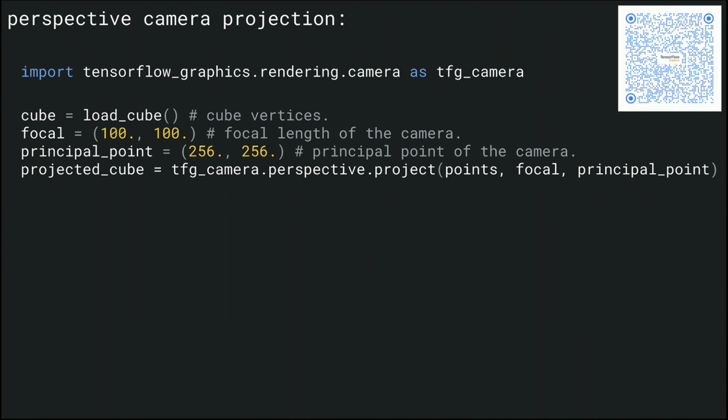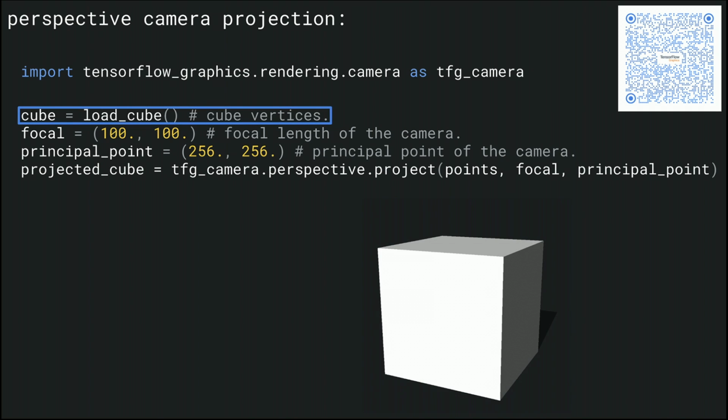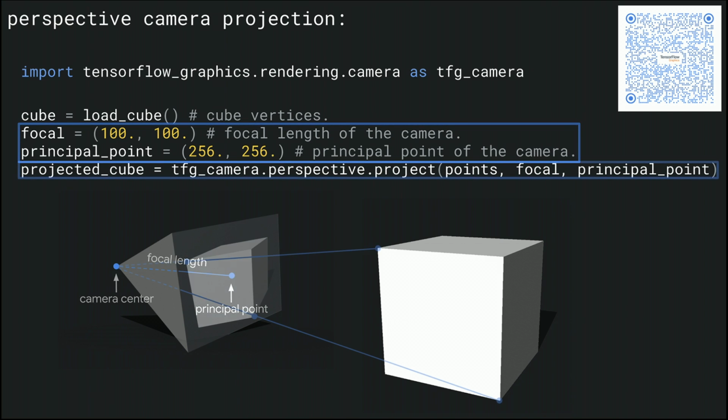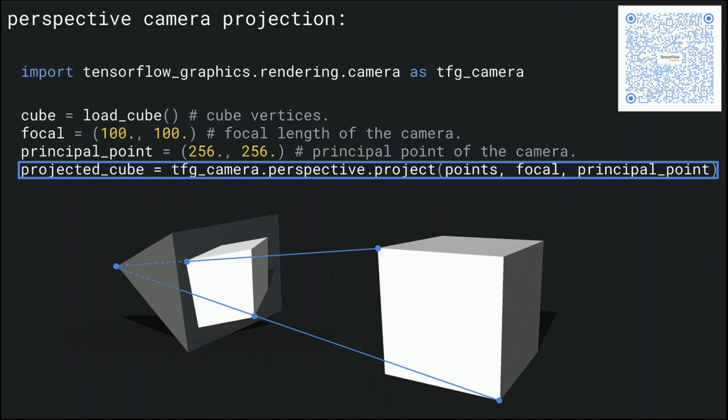One common operation used with the camera model is to project a set of 3D points onto a 2D camera plane. And this can also be expressed easily with TensorFlow Graphics, where in this code, similarly, we first load the vertices of a cube. We then define the intrinsic parameters of the camera, and this allows us to map the 3D vertices of the cube to 2D using the project function of the perspective camera module.